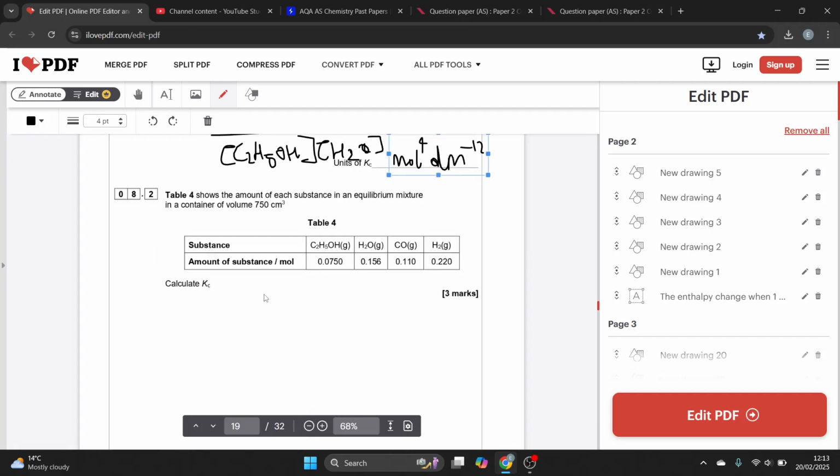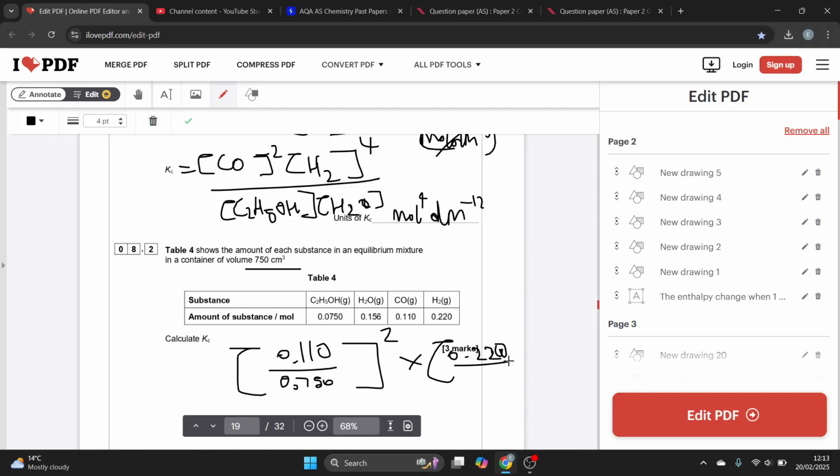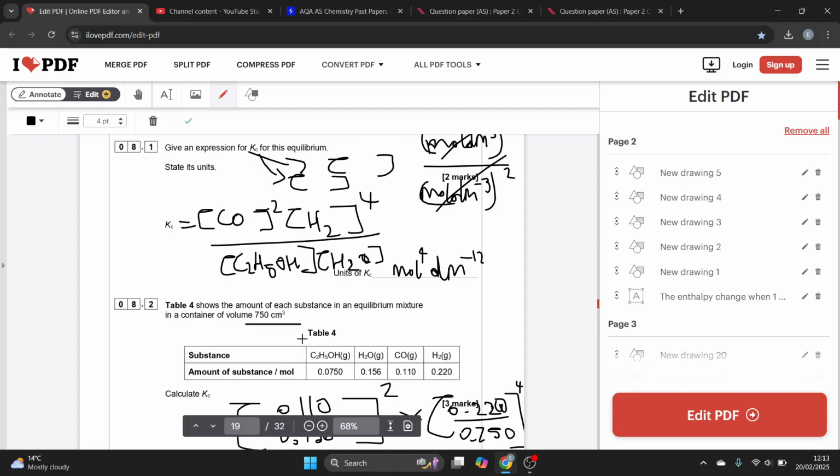Calculate Kc, and it's giving us the moles. So Kc is the concentration of carbon monoxide, 0.110, but the reason they've given me volume, I need to show divided by 0.750, squared, times by hydrogen, 0.220 divided by 0.750 to the power 4.